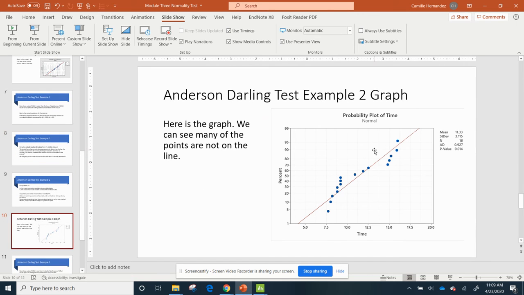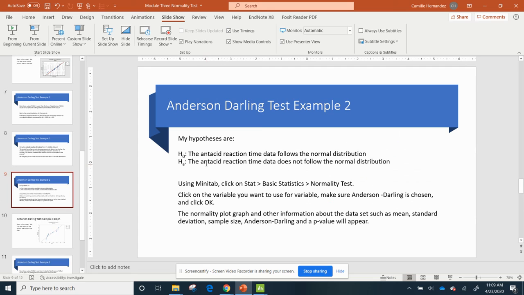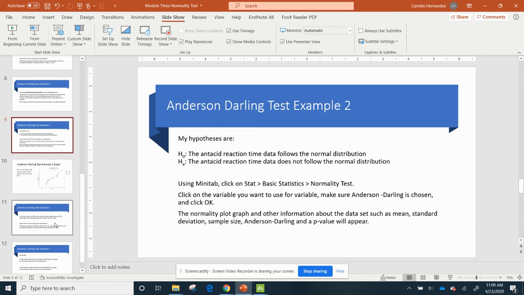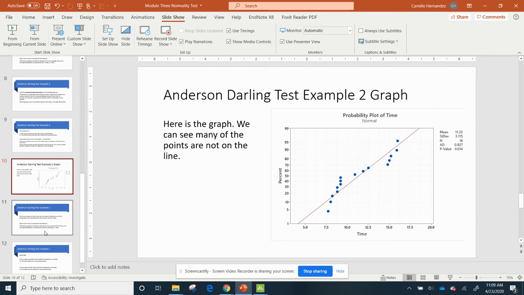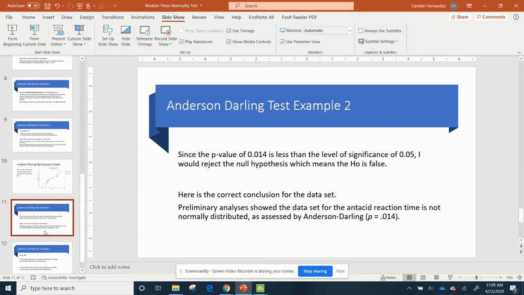So if I look on here, I'm not showing a lot of points on my line. And again, I should have backed up. I have my hypothesis. I'm running my test. So again, I've got that. I'm going to go to my Anderson-Darling value. My Anderson-Darling value is actually larger than it was last time, but my p-value is a lot smaller.